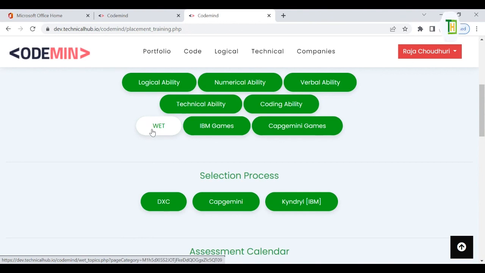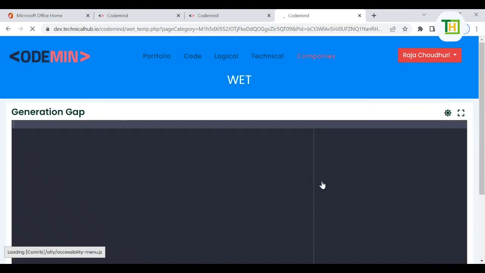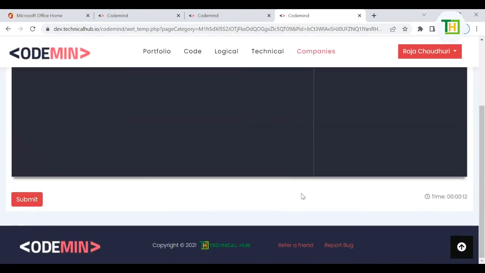So if you click on vet, it will take you to the vet portal. Then you can see some tests. Once you click on this test, you will find the test and you can start writing the test here. Okay, so this is how you need to write, and at last you need to submit the test here. And if you click on the submit button, obviously you will get a report or report card.